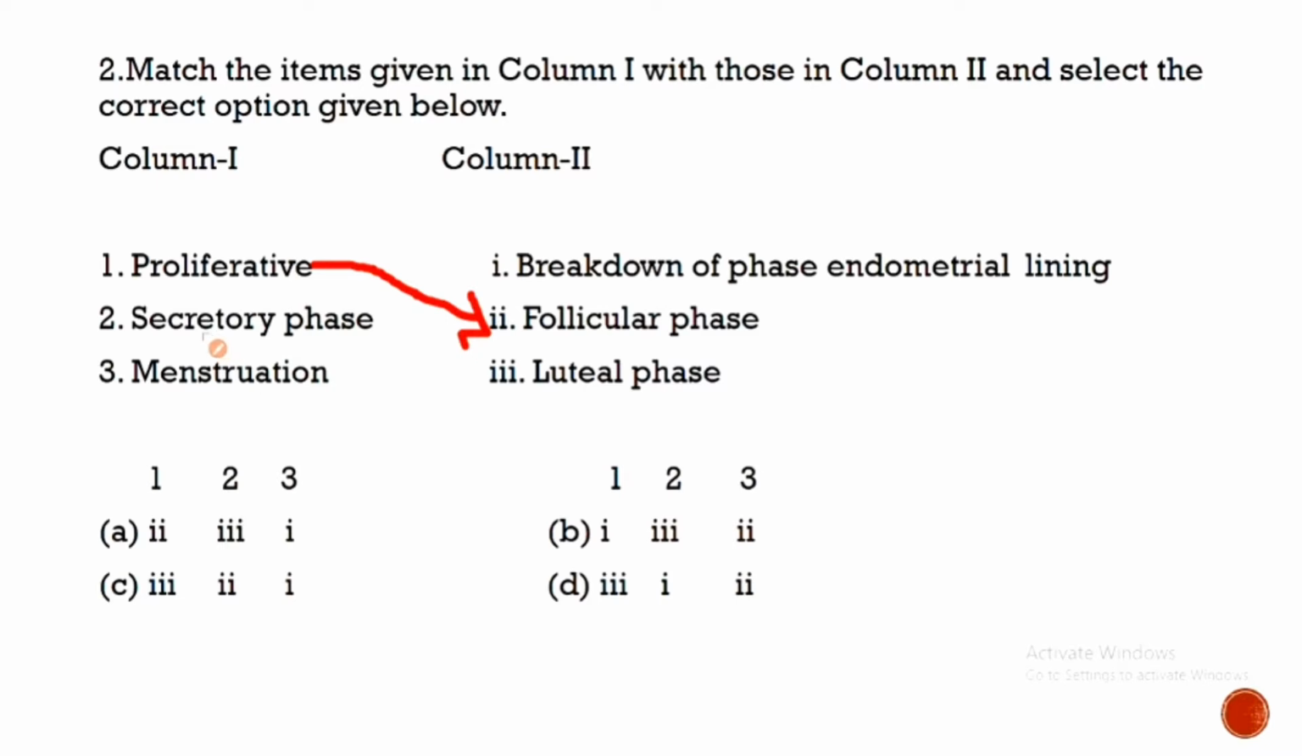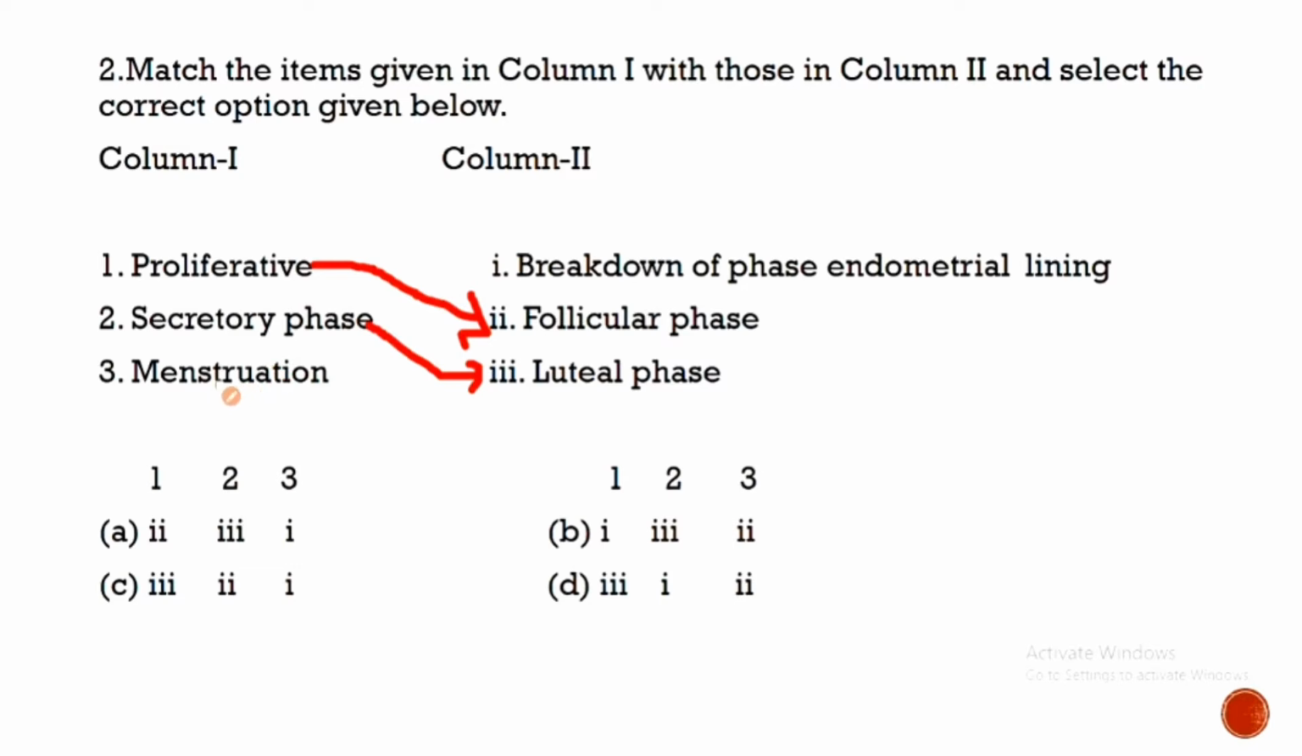Then the second item is the secretory phase. The secretory phase is a phase where the corpus luteum secretes progesterone. Progesterone is a hormone that helps to thicken the endometrial lining. Due to the persistence of the corpus luteum, the phase is also called the luteal phase. So the secretory phase is also known as the luteal phase. During this phase, corpus luteum secretes progesterone that thickens the endometrial lining. So this option will match with the luteal phase.